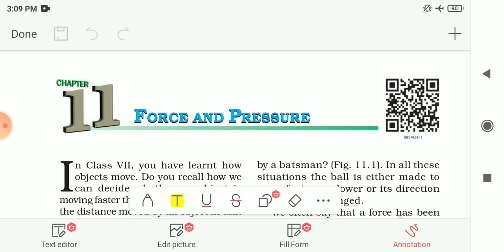Then we had seen that the force exerted by a charged body on another charged body or uncharged body is called an electrostatic force. And we had seen that every object in the universe attracts every other object towards itself, and this attractive force is called the gravitational force. The force with which the earth attracts objects towards it is called the force of gravity, or gravity.